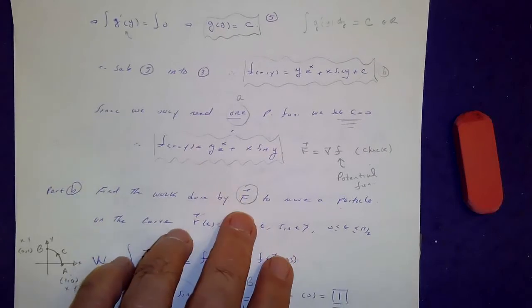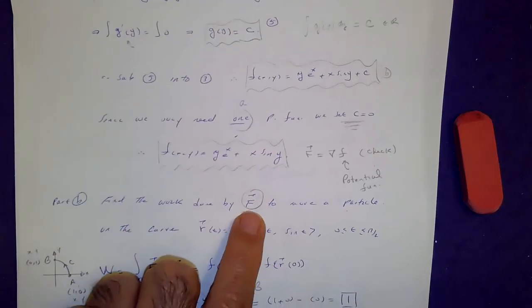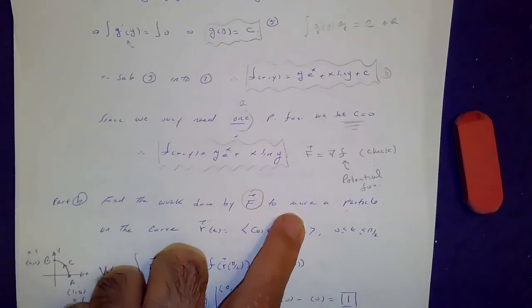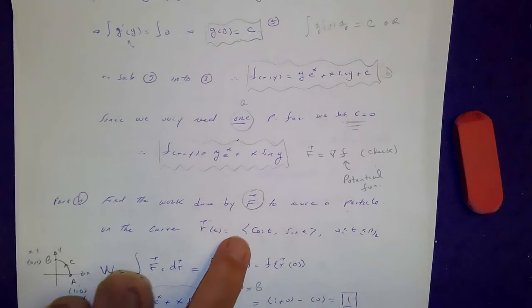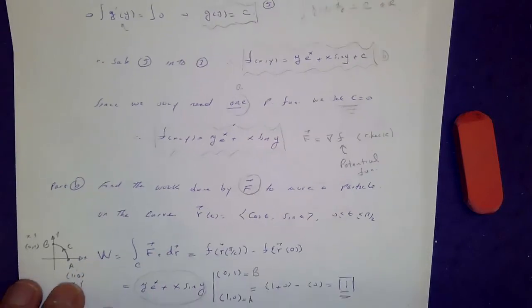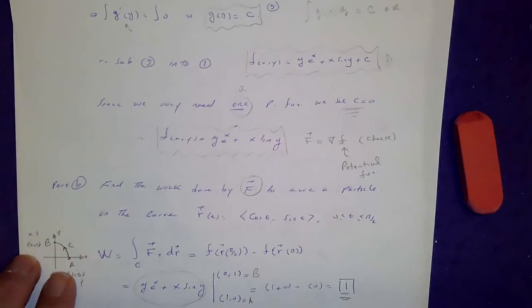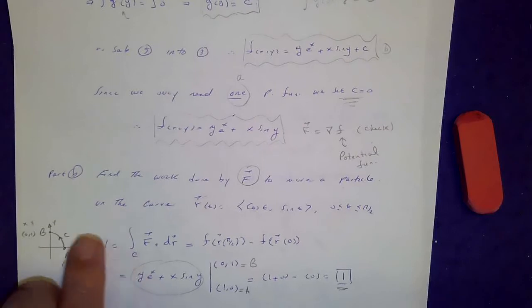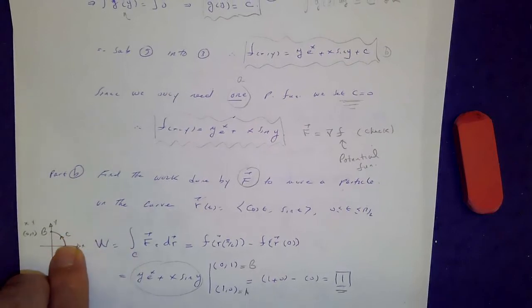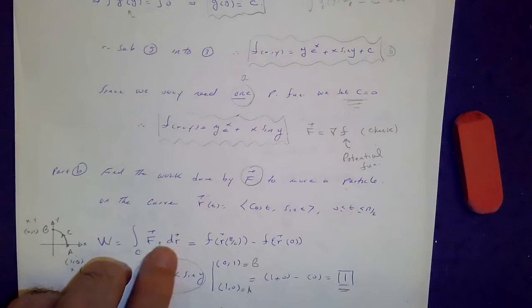Now let's say the vector field, whose potential function we just found, was the force field to move a particle on the curve cosine comma sine from 0 to pi. So that would be like what? A quarter of a circle with radius 1. So I don't have to parameterize this anymore. I don't have to find the derivative of the parametric equation. I don't have to express this in terms of the parametric equation of the curve.